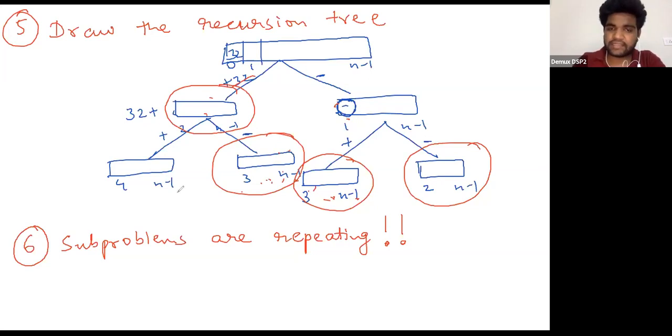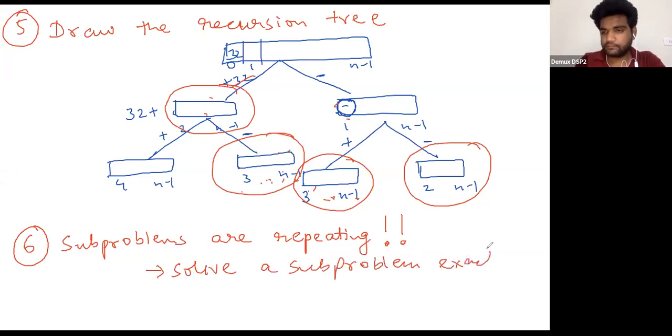So that is the key idea here, that I will solve a sub problem exactly once, or at most once, and use it whenever I have to solve a bigger problem that uses that particular smaller sub problem.